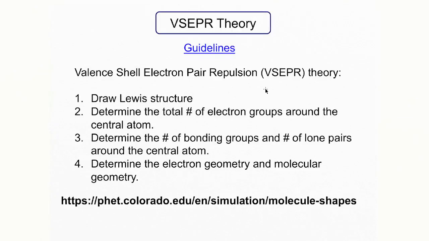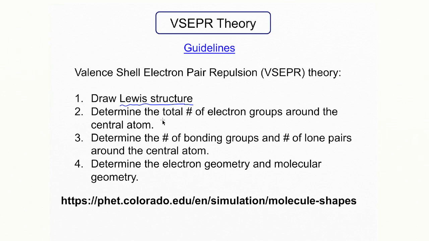Hello everybody. This video is going to be about VSEPR theory. We're going to review the basic procedures for us to determine the electron geometry and molecular geometry of a covalent compound. Here, this slide shows us the guidelines. And the most important thing that we need to know here is you need to know how to draw the Lewis structure first. So that's a very important step that you need to do first.